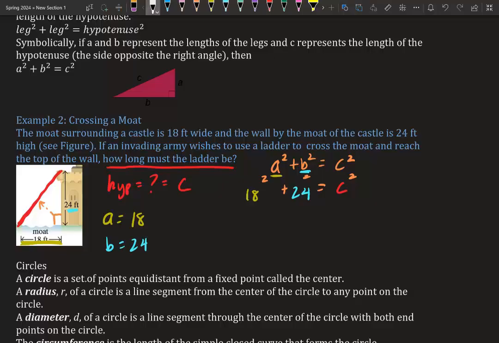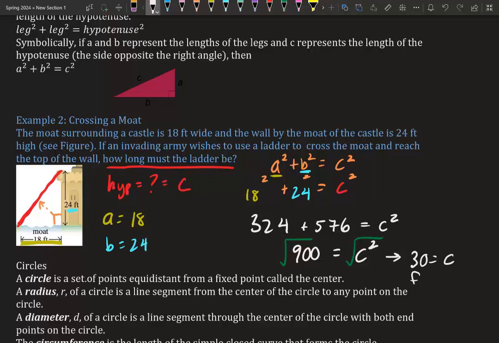So 18 squared, we get 324. 24 squared, we get 576, and that's going to equal c squared. 324 plus 576, that's 900. So we have 900 equals c squared. We're actually not allowed to have squared, we just want c. So the opposite of squaring is square rooting. The square root of 900, we get 30. So that means you need a 30-foot ladder in order to cross the moat.